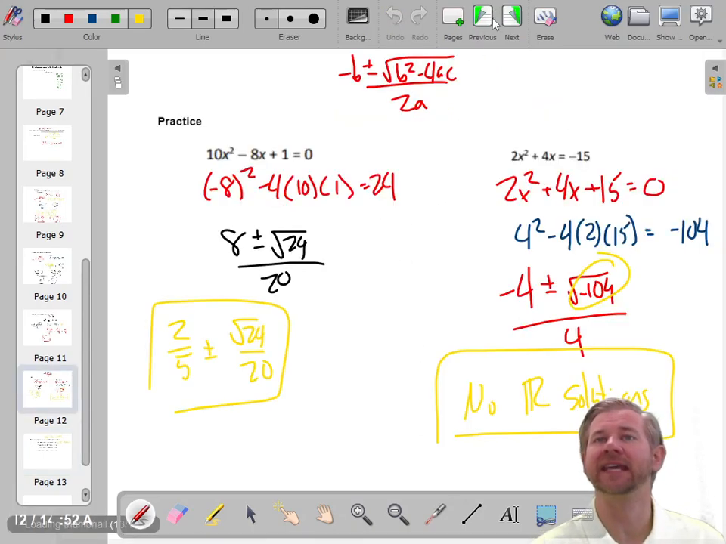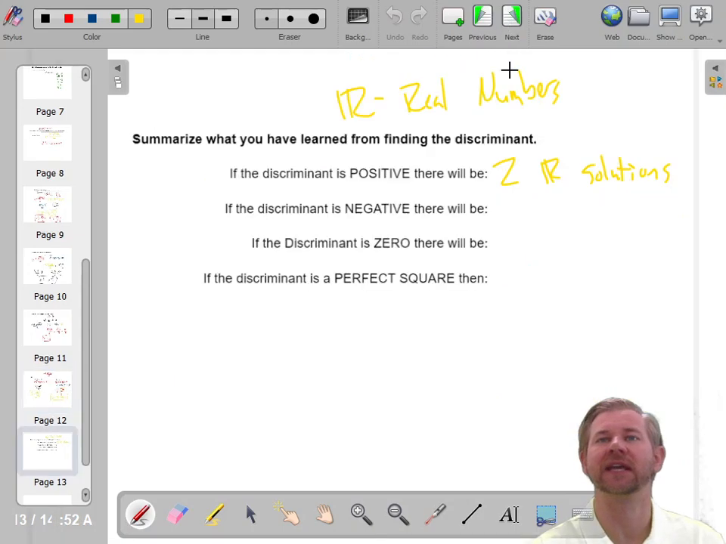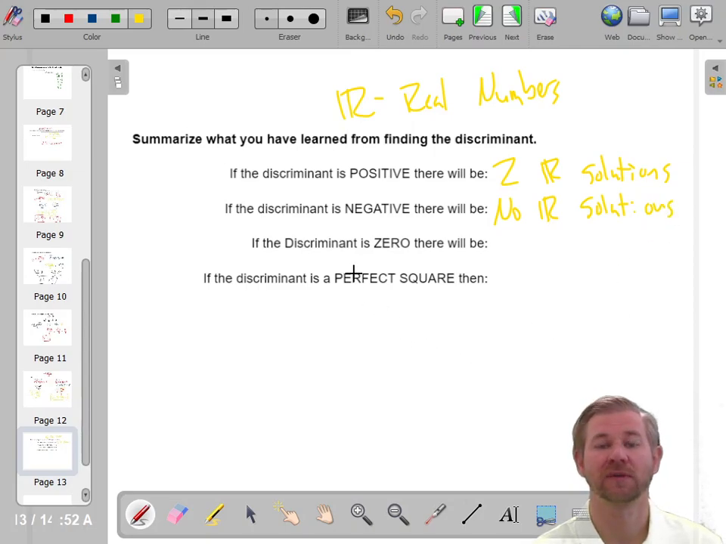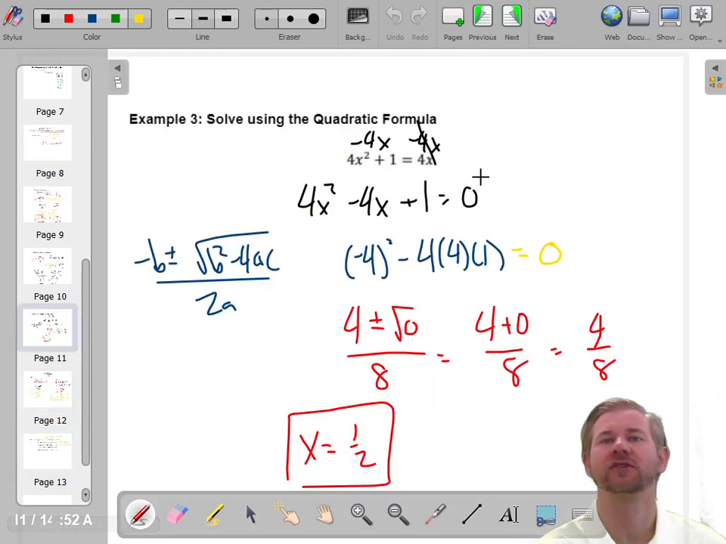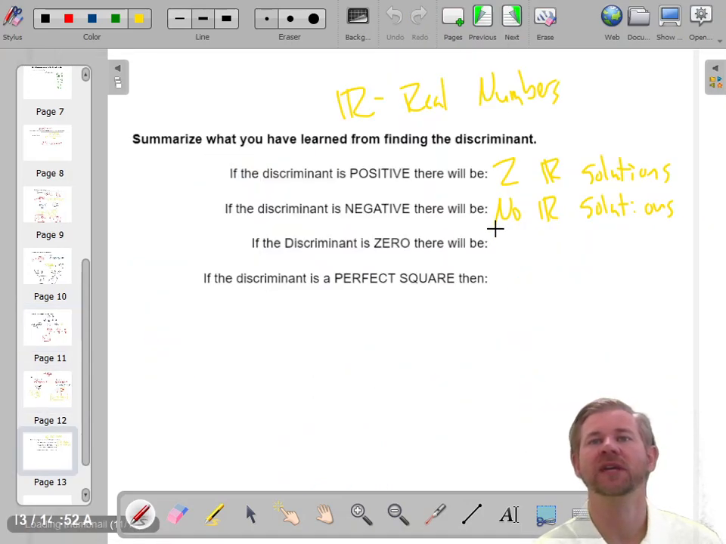If the discriminant is negative, like this one, you're going to square root a negative, and you're going to get no real solutions. We'll talk about imaginary solutions later. But right now, no real solutions. If the discriminant is 0, we had one like that. Here the discriminant was 0, but we only got one number. We just got positive 1/2. So there will be one real solution.